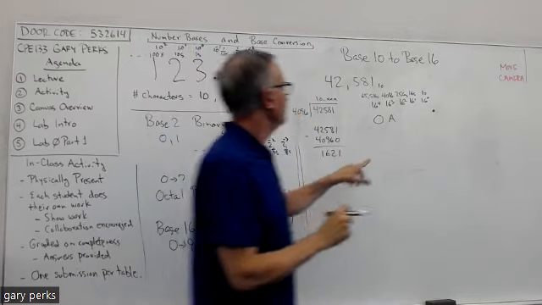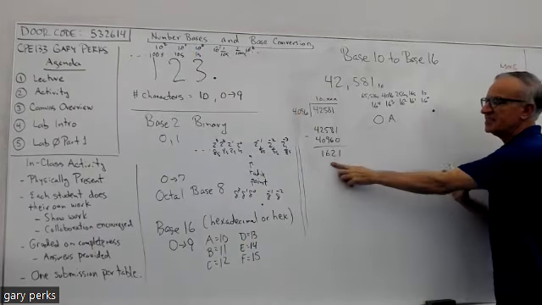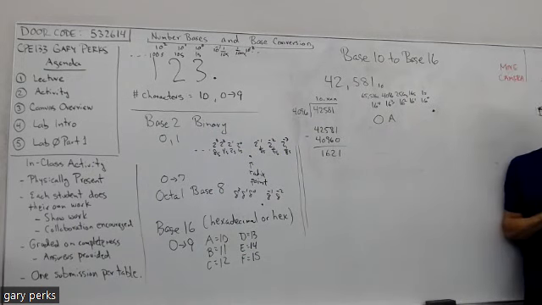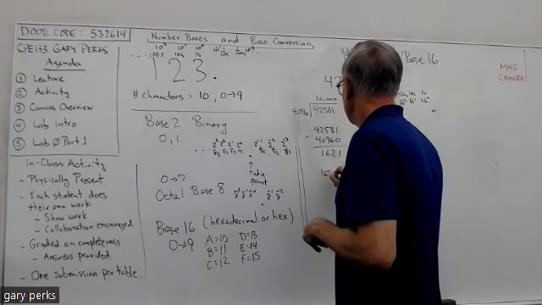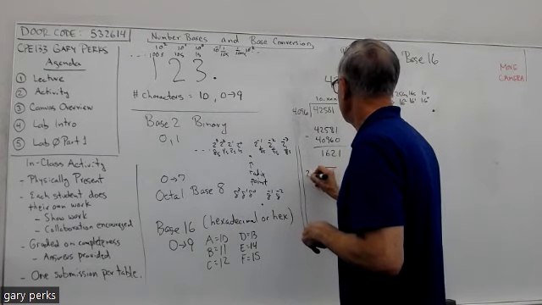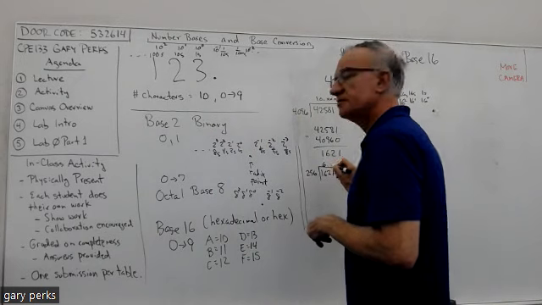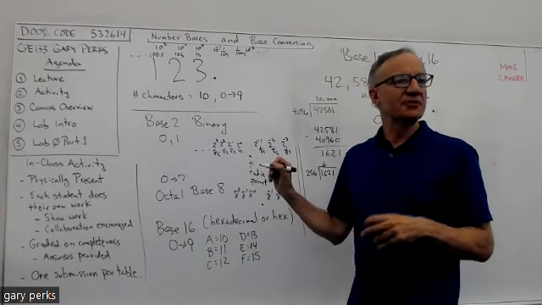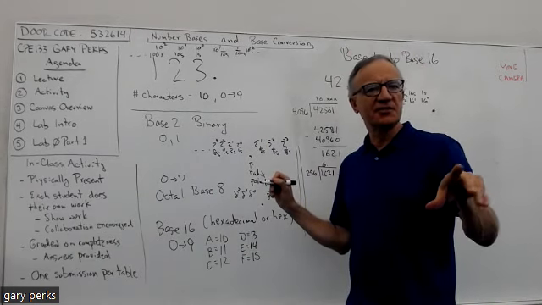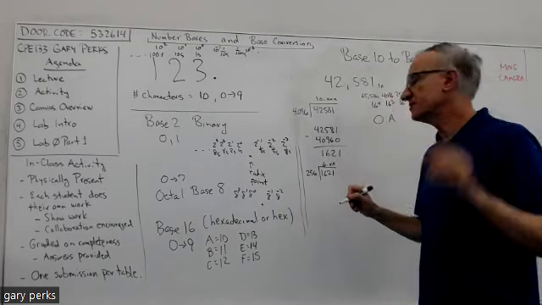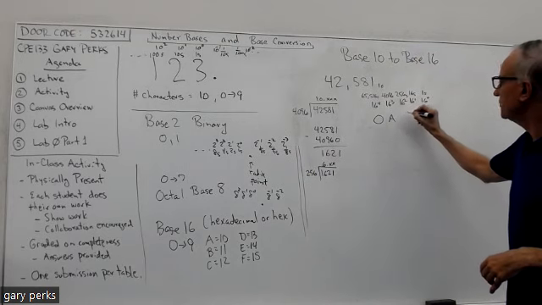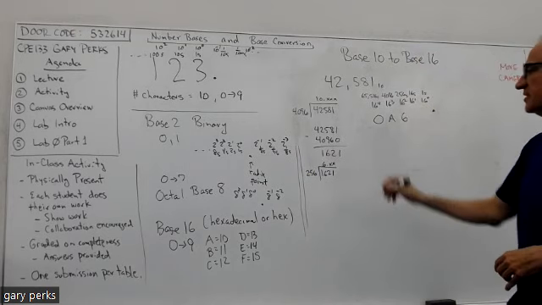Okay, so now how many 256s are in 1,621? Six. So you took 1,621, divided it by 256, and you get 6 point something. Is that the person that said 6? Are you the person that said 6? I had my back turned. I didn't see it. Okay, so we have 6 256s in 1,621.